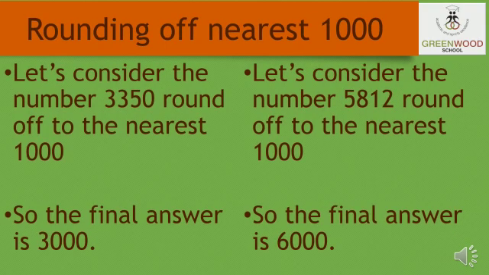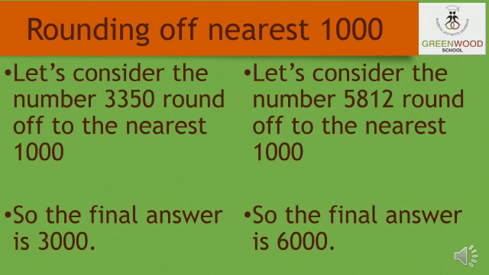Round to the nearest 1000. Let's consider the number 3350. To round off to the nearest significant number, consider the 1000 place and follow the steps. Identify the digit present in the 1000 place, that is 3. Identify the next smallest place in the number, that is 3.